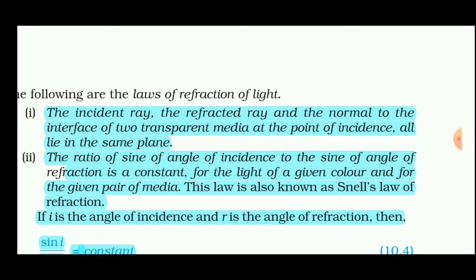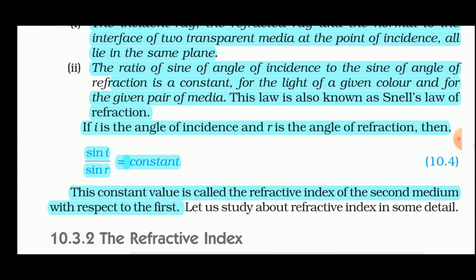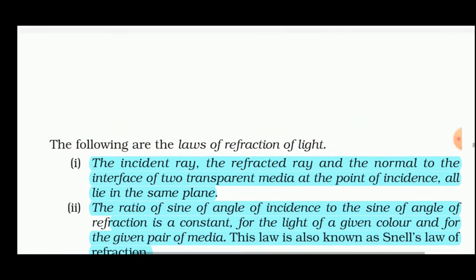If the angle of incidence is I and R is the angle of refraction, then sine I upon sine R is equal to a constant, and that constant value is called the refractive index of the second medium with respect to the first. In this experiment, the first medium is air and the second medium is glass. So the refractive index of the glass will be given by the formula sine I upon sine R.